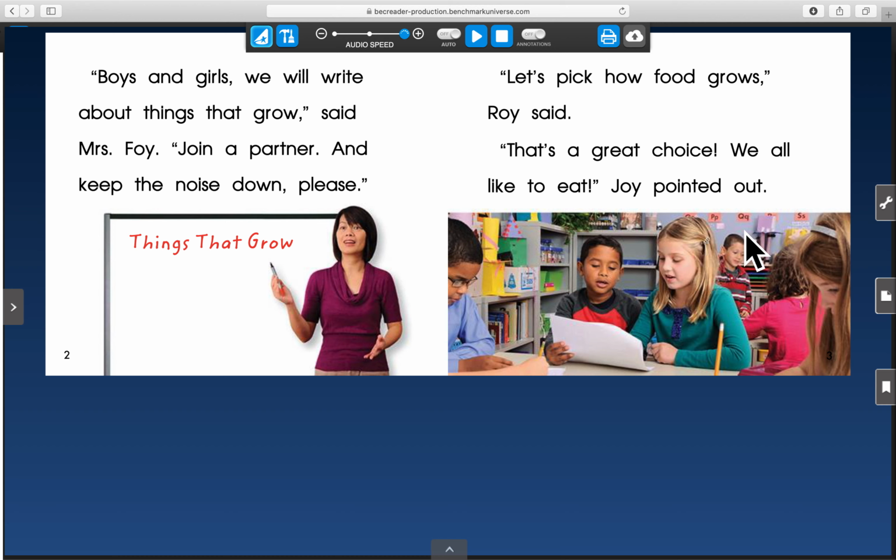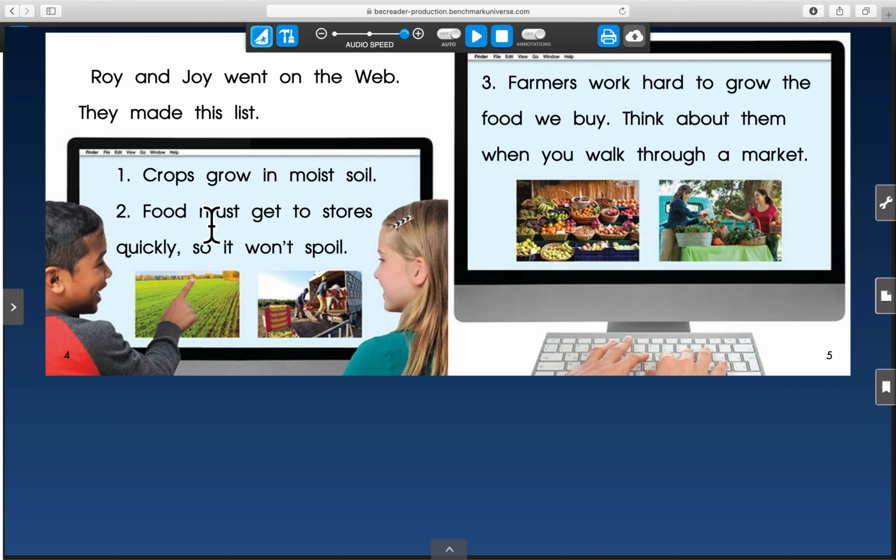Well, things that grow, and it looks like they're choosing things that grow in soil like crops, which is why it says here crops grow in moist soil. Food must get to stores quickly so it won't spoil. Okay, so again, now we understand what they're doing. They're studying about food that grows, not animals that grow, but food. It's about food. Number three in their list, because it says they made this list. And go. Farmers work hard to grow the food we buy.